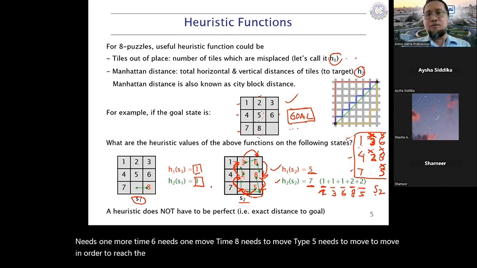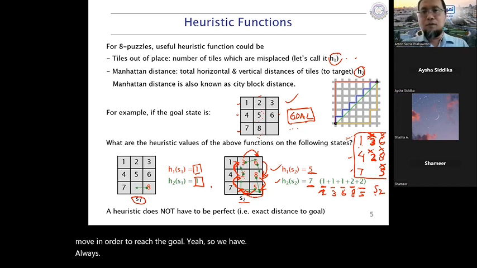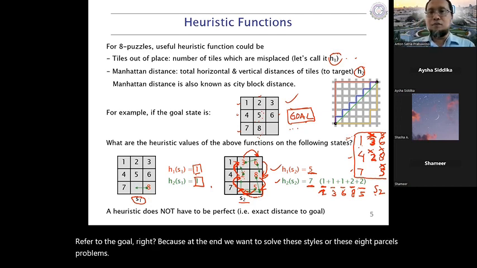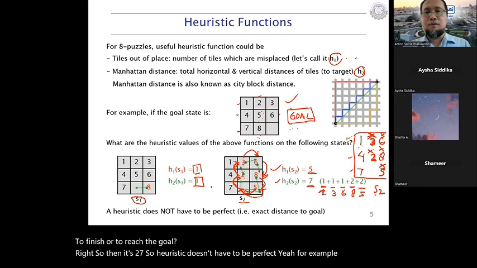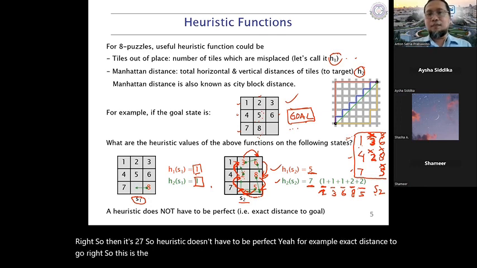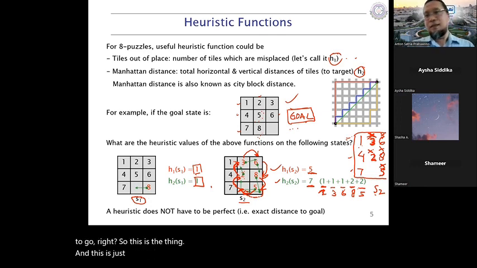So we always refer to the goal, right? Because the idea is we want to solve these 8-puzzle problems to reach the goal. Right, so then H2 is 7. A heuristic doesn't have to be perfect, for example the exact distance to goal. This is just theoretically a calculation.